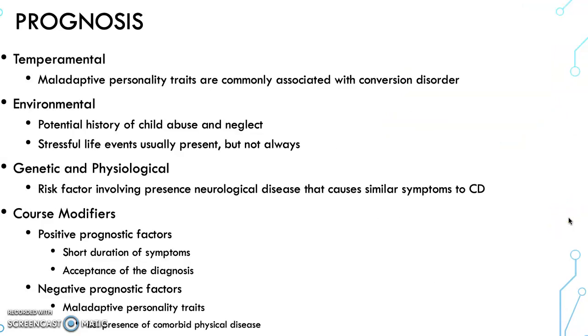As for the prognosis, for temperamental, maladaptive personality traits are commonly associated with conversion disorder. Environmental, there's a potential history of child abuse and neglect, and stressful life events are usually present, but not always. And for genetic and physiological, there's a risk factor that involves the presence of a neurological disease that can cause similar symptoms to conversion disorder. And then course modifiers, there's positive prognostic factors such as a short duration of symptoms and acceptance of the diagnosis. And there's negative prognostic factors such as maladaptive personality traits and if a person is a recipient of disability benefits.